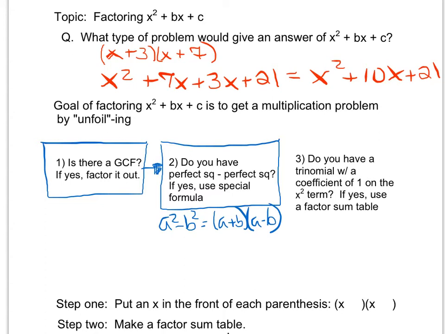If you do not have a perfect square minus a perfect square, the next thing you will ask yourself is, do you have a trinomial with a coefficient of 1 on the x squared term? So in other words, something in this form, x squared plus bx plus c. If yes, you are going to use something that we call a factor sum table, and I'm going to show you how that works in a moment. Right now I'm just going to record underneath here a little reminder that a trinomial with a coefficient of 1 on the x squared term looks like x squared plus bx plus c. A little bit of additional information to add on to my step 3 of my flow map.